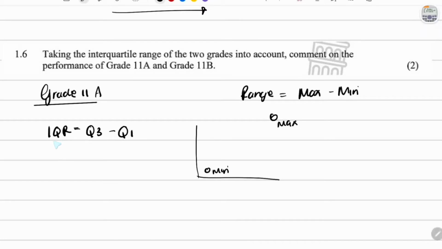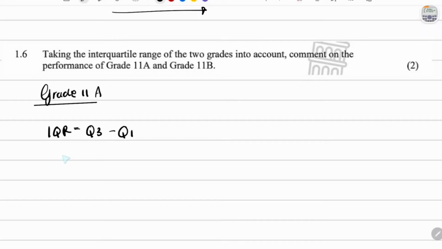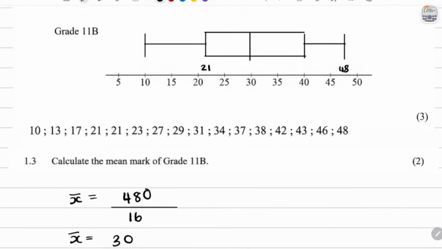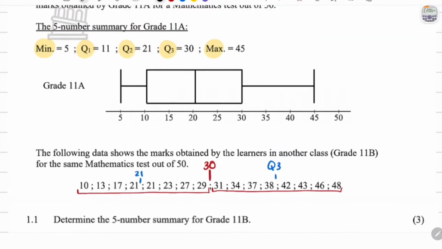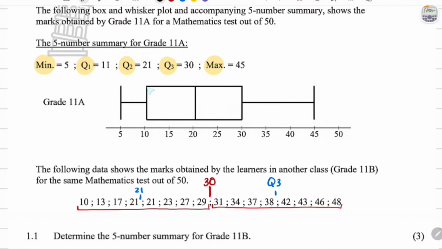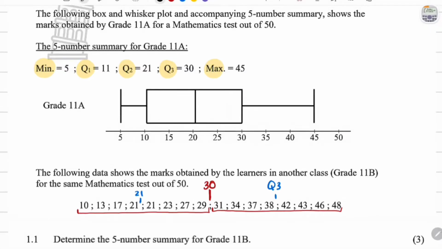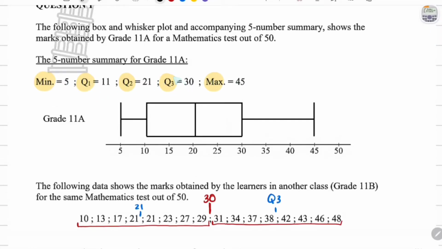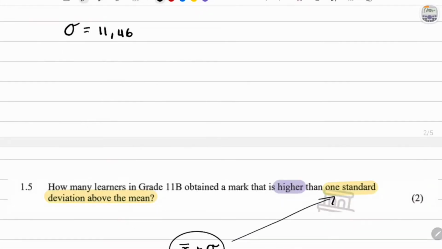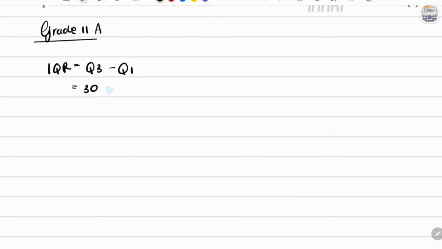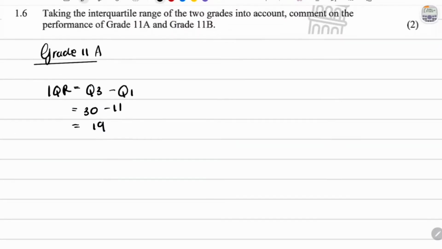That's why we use things like the IQR, because it goes more into where most of the people's marks would have been, and then it judges based on that. Okay, so let's go ahead and find that. For grade 11A, they already gave us the box and whisker diagram. As you can see, this is their minimum, Q1, Q2, and Q3. So Q3 minus Q1, that is 30 minus 11, which gives you 19. Okay, so the IQR for grade 11A is 19.